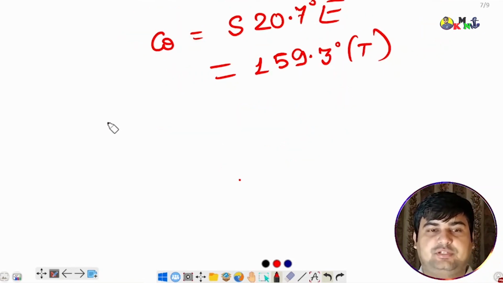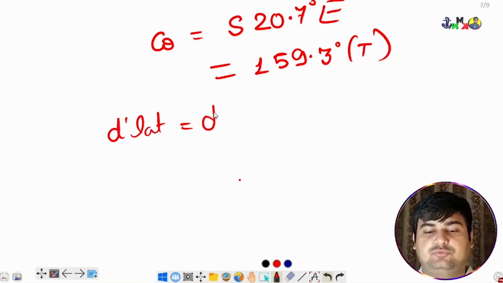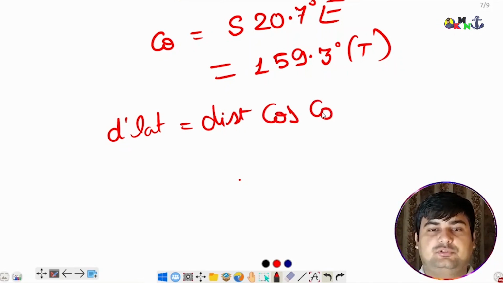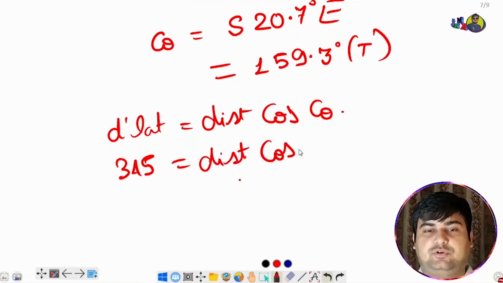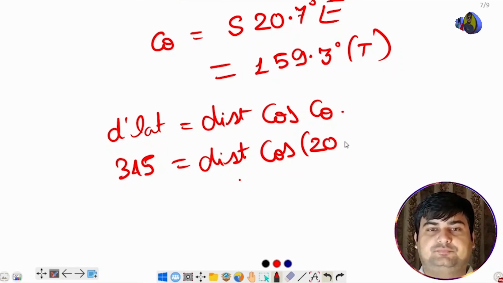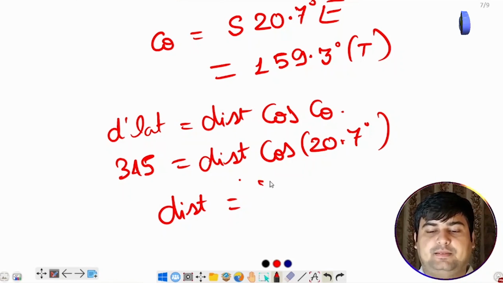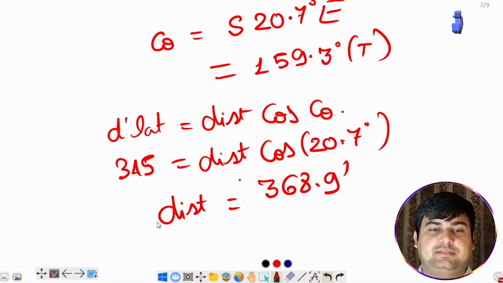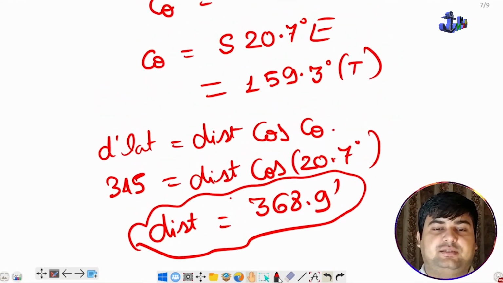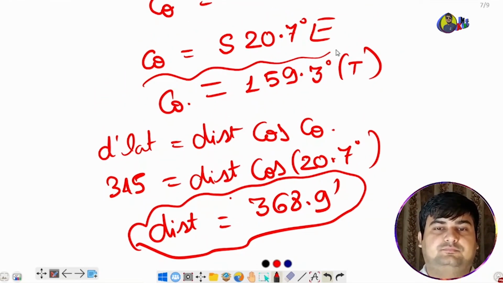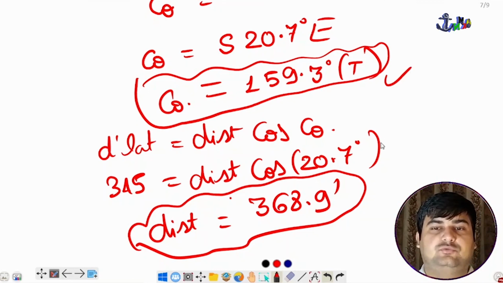After that, we need to find out the distance. So dlat is equal to distance times cos course. Dlat we know is 345. Distance we need to find out, and cos of course we know. Here we will use the quadrant form of course, that will be 20.7 degrees. So distance will come to 368.9 miles. Okay, this way we will find out distance and course for this problem. This is course and this is distance.